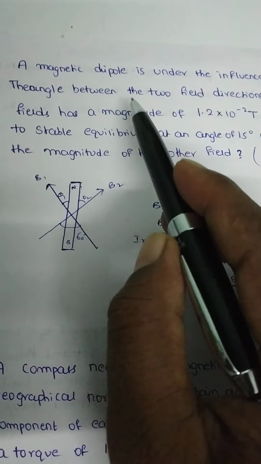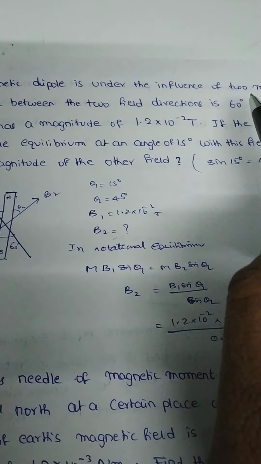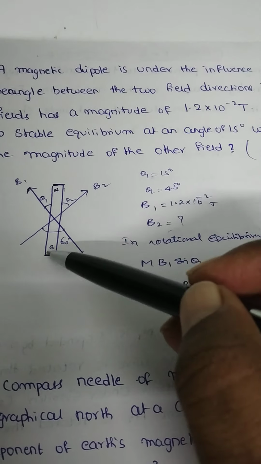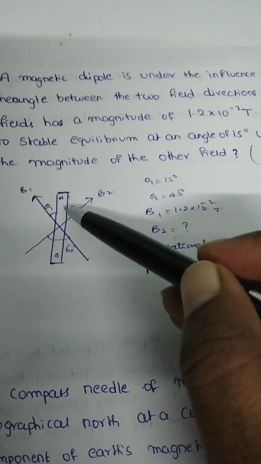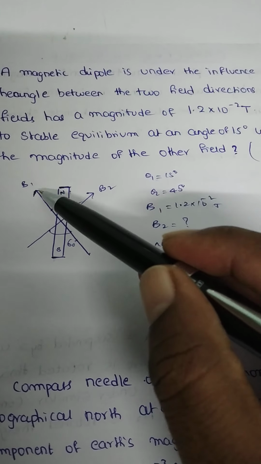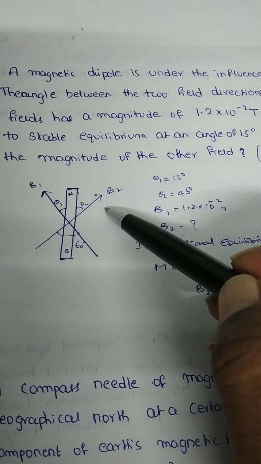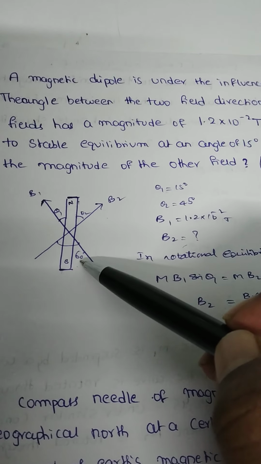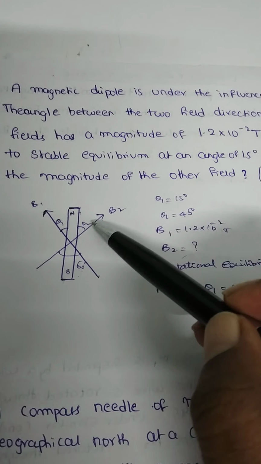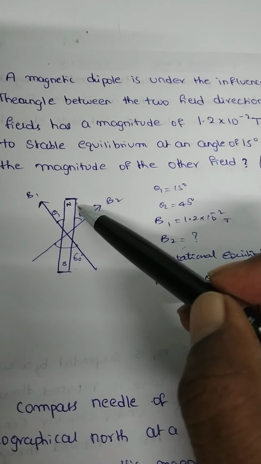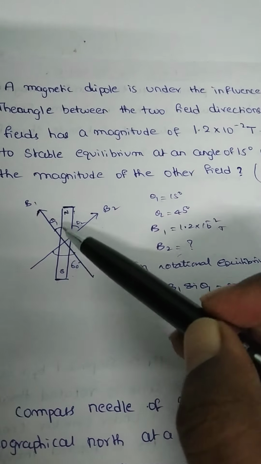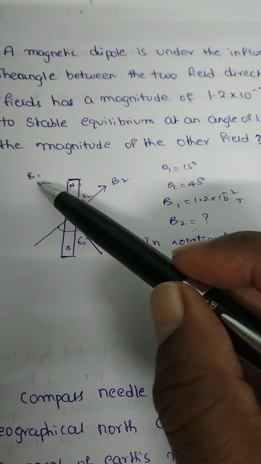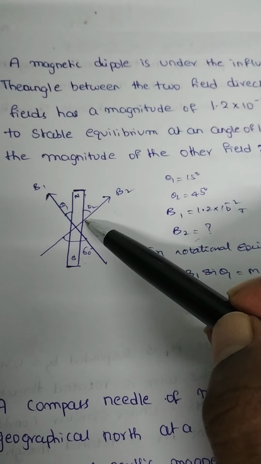A magnetic dipole is under the influence of two magnetic fields. This is the magnetic dipole, suspended in two fields B1 and B2. The two fields B1 and B2 are acting at an angle of 60 degrees with each other. In these two fields, the dipole will come to rest in equilibrium condition. In equilibrium, the dipole makes an angle, say theta 1 with B1 and theta 2 with B2.